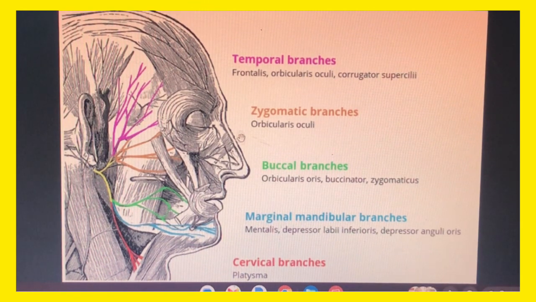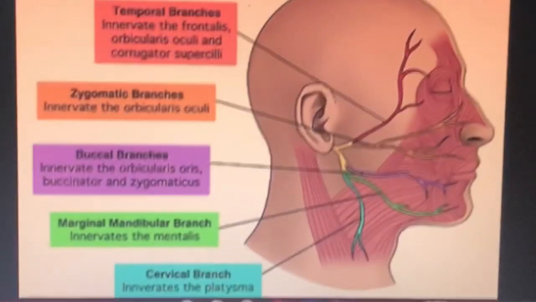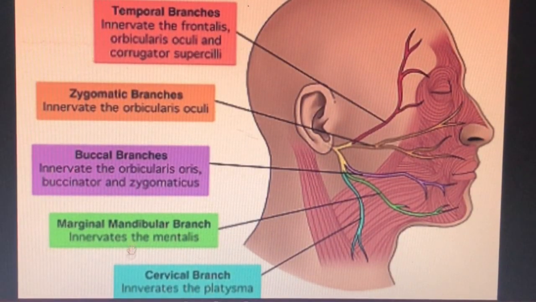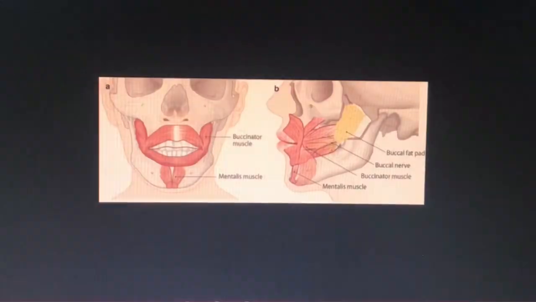So when we take the branches of the facial nerve, we have the temporal branches, the zygomatic branches, the buccal branches, the marginal mandibular branches and the cervical branches. So before you understand the specific muscles in Bell's palsy that become affected, you need to understand the branches of the facial nerve. All right, so after knowing the branches of the facial nerve, we would then need to know the particular muscles that are located in all these branches that become affected when there is a Bell's palsy. So we would then progress to look at these muscles.